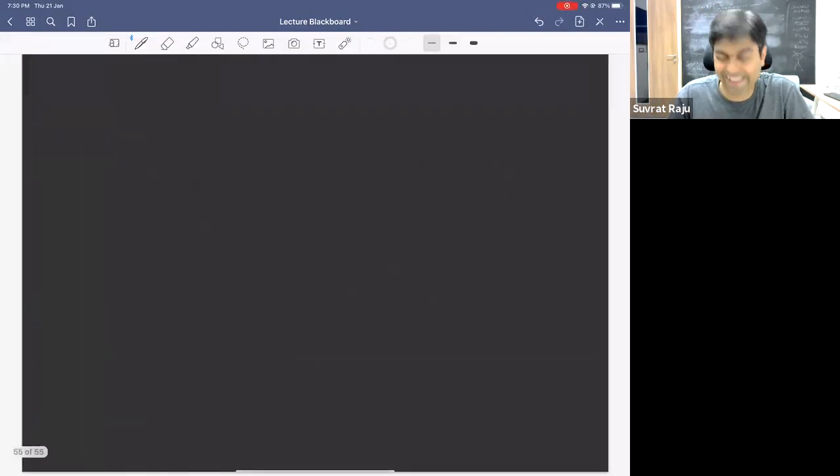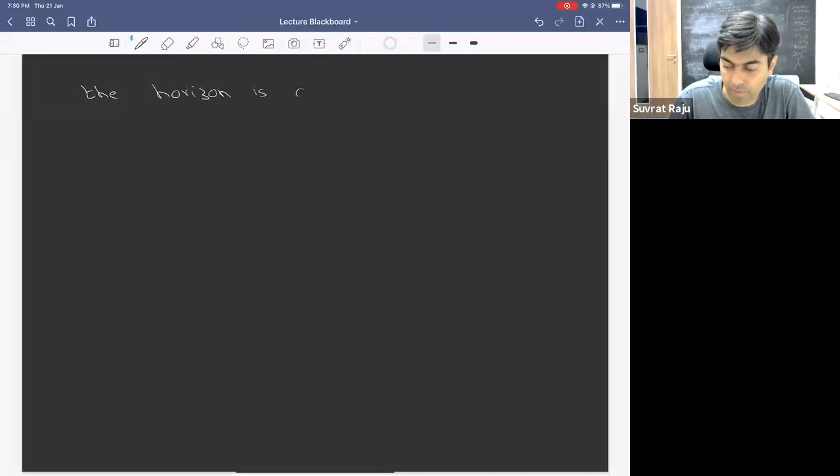The horizon is once again at f of r_H equal to 0, the root of f of r_H. So this is now some complicated equation one needs to solve. The horizon in flat space was just at mu to the 1 by d minus 2. Here you have to solve f of r_H equal to 0, but there's some solution.